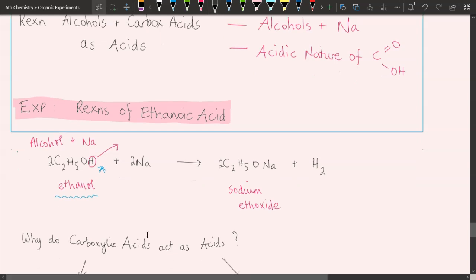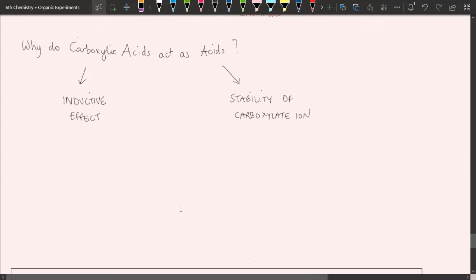Moving on to the next part, why do carboxylic acids act as acids? The two main reasons are the inductive effect and the stability of the carboxylate ion. Let's have a quick look at the inductive effect. You don't need to go into too much detail here. In a carboxylic acid, we've got a C double bond O and an OH. This particular part is called the carbonyl group, and it has the effect of drawing electrons away from this OH group here.